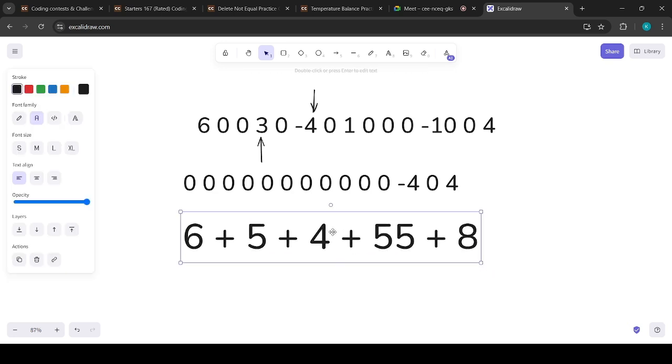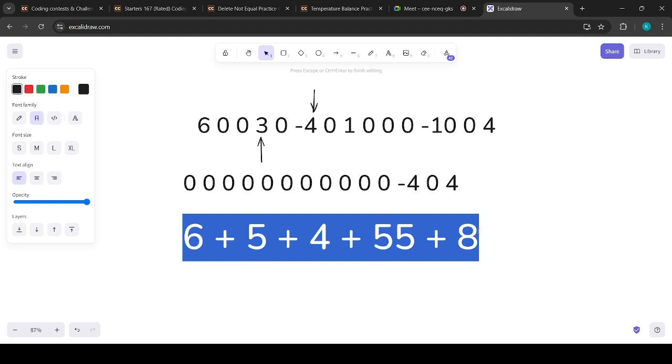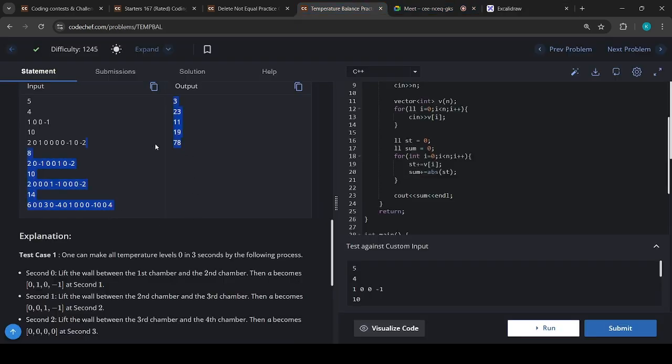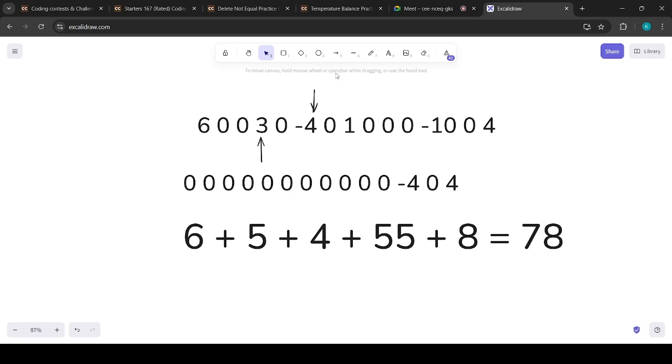So the total is 6 plus 5, 11 plus 4, 15, 15 plus 55, 70, 70 plus 8, which is equal to 78. Okay, I think this is correct. The answer is 78. So we have to shift all the positive numbers to negative numbers, so they will neutralize these numbers.